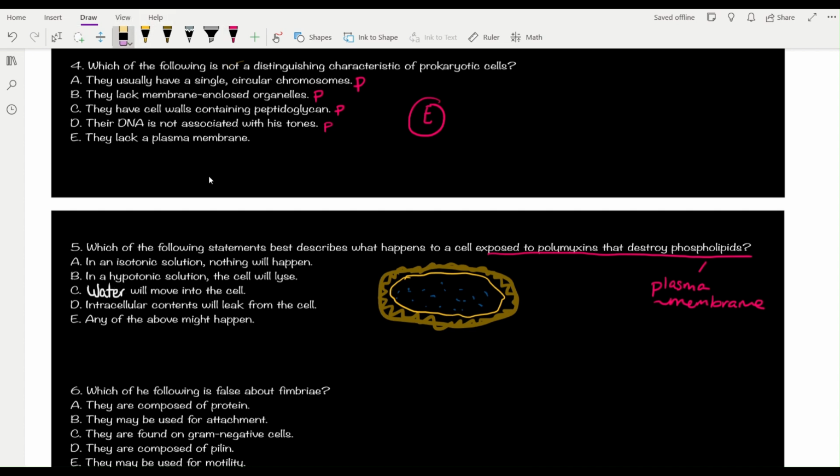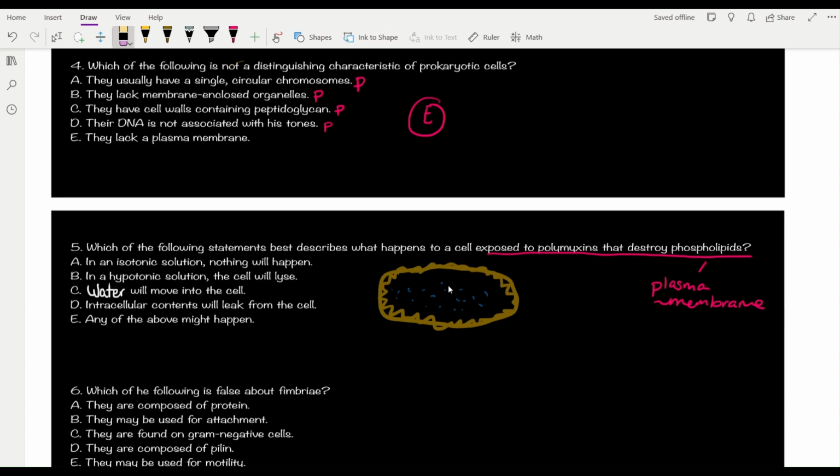Right here I have a picture of a cell. We have the cell wall on the outside, the plasma membrane, and then we have the components inside of the cell. So what happens when polymyxins attack the cell? Well, it attacks and destroys the phospholipids. So we're going to get rid of the plasma membrane. And this is what we have.